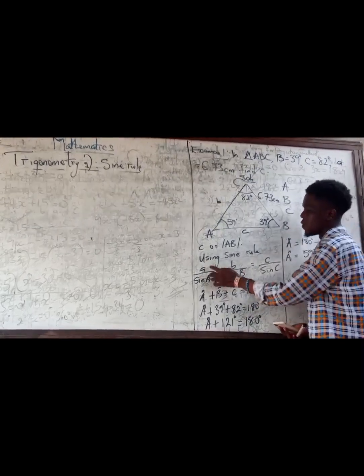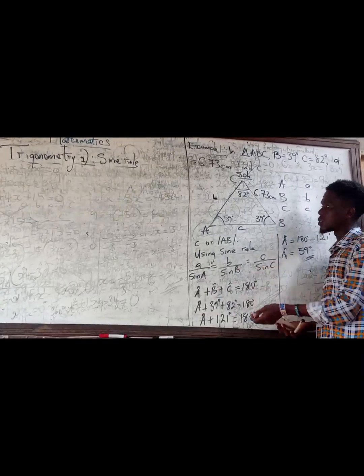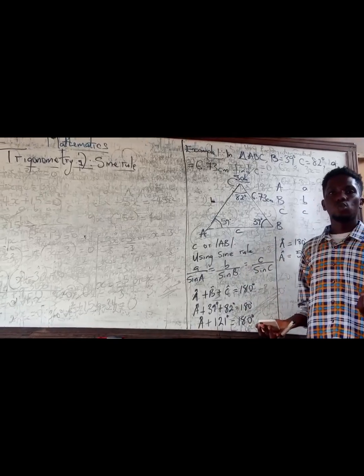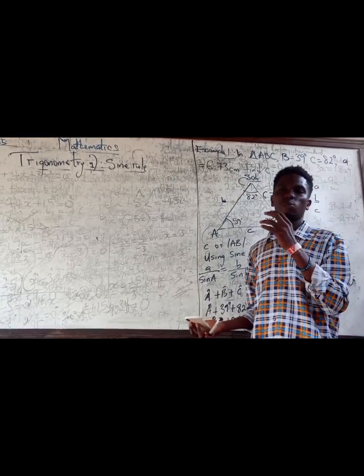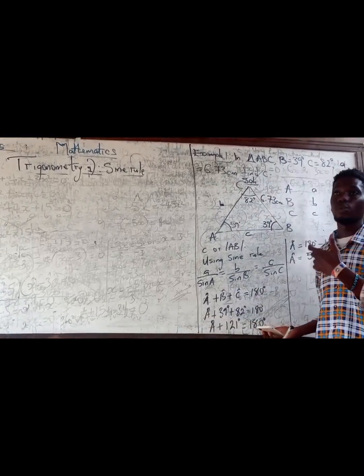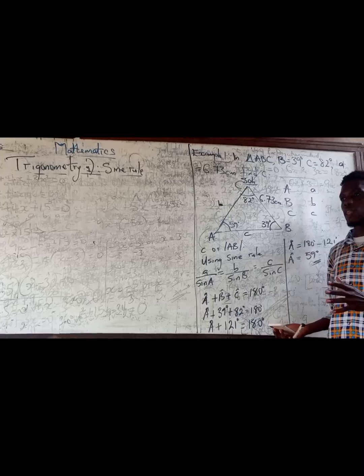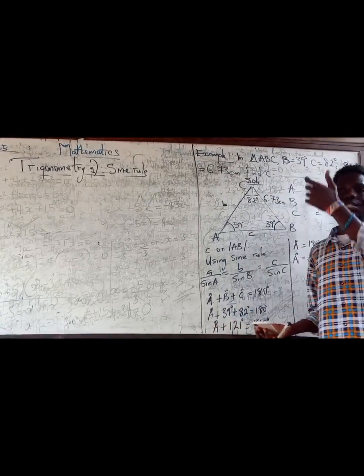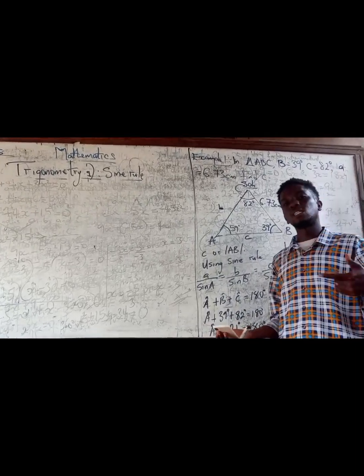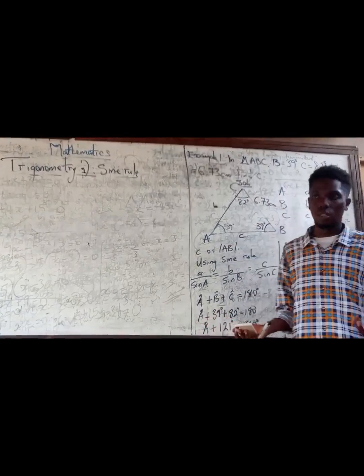Now why am I picking A over sine A and C over sine C? The reason is because you use the known to evaluate the unknown. That is basically the concept we use in trigonometry. Once you have a known length, you use that value or that information to find the unknown value. So that's just the trick.